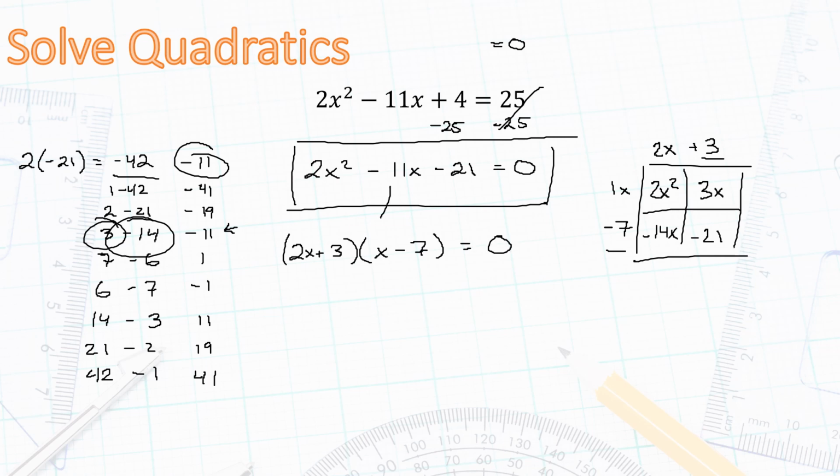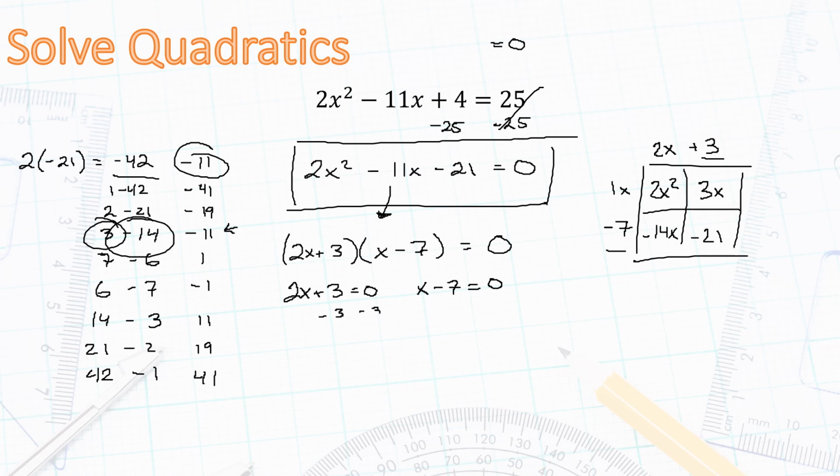So we just rewrote the quadratic part in its factored form. It's still equal to 0. Then you have to solve it. So now we get to finish it off. So 2x plus 3 is equal to 0. X minus 7 is equal to 0.